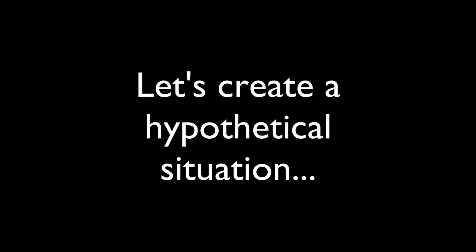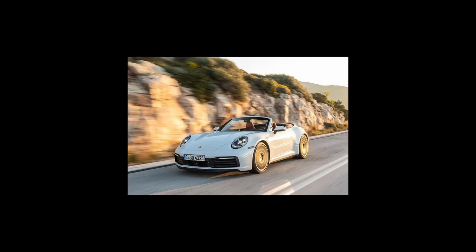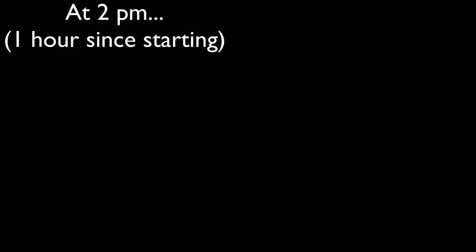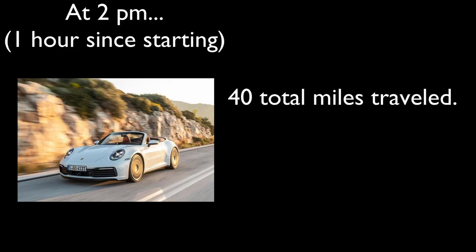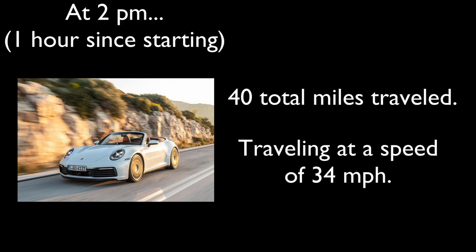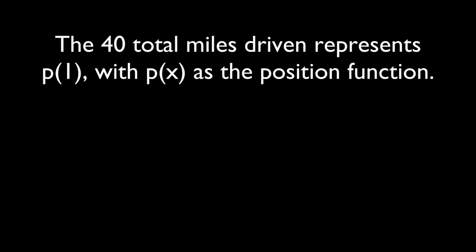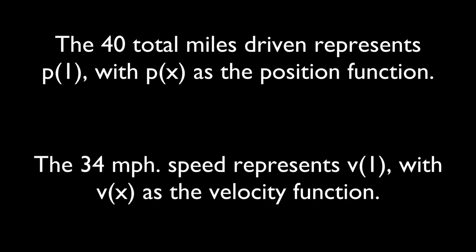Let's create a hypothetical situation. Suppose a car was driving down a road. It has been on the road since 1 p.m. and has not stopped moving since then. Let's say that at 2 p.m., the car has traveled a total of 40 miles, and it is currently traveling at a speed of 34 miles per hour. The 40 miles traveled after 1 hour of driving represents the position function of the car, and the 34 miles per hour speed of the car represents the velocity function of the car.